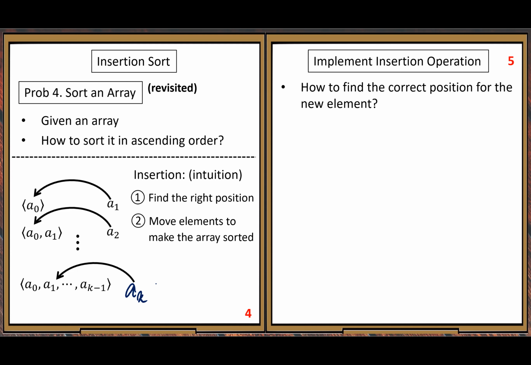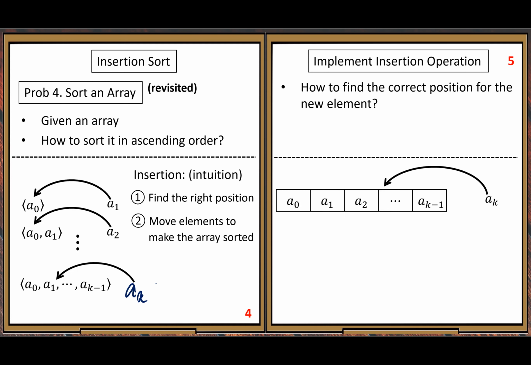How to find the correct position for the new element? It's pretty easy, right? For the new position, we know the array is already sorted. How to find it? You can do the comparison in some order. Let us find the position. Already sorted.